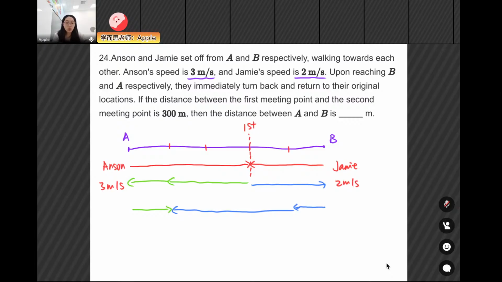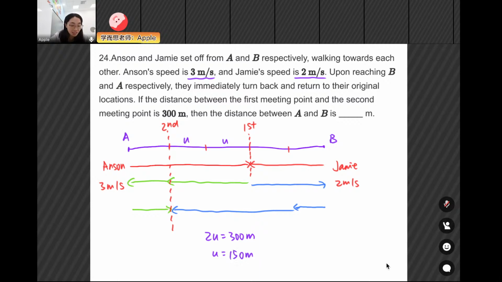Okay. So what can you find? For the second time they meet each other, now you see that about this point. Then according to the question, we know that the distance between these 2 meeting points is 300 meters, which means for these 2 units, they will add up to 300 meters. Then what about 1 unit? Yes, 1 unit should be 150 meters.